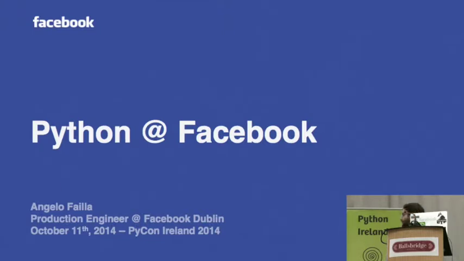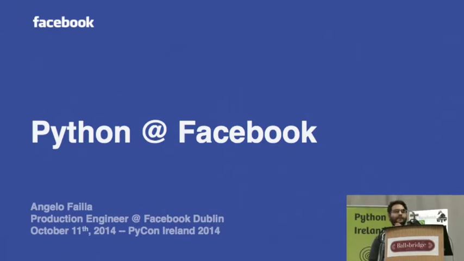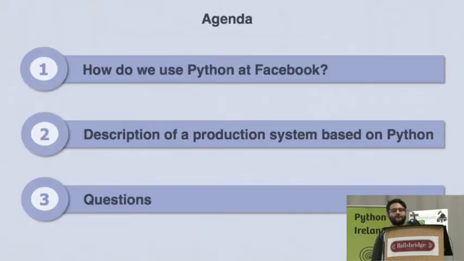This is the agenda, pretty simple, just 3 points. The first point is we look at a high level at how we use this language in the company. And then at the end, we're going to look at one example of a production system we use in Facebook, written in Python.